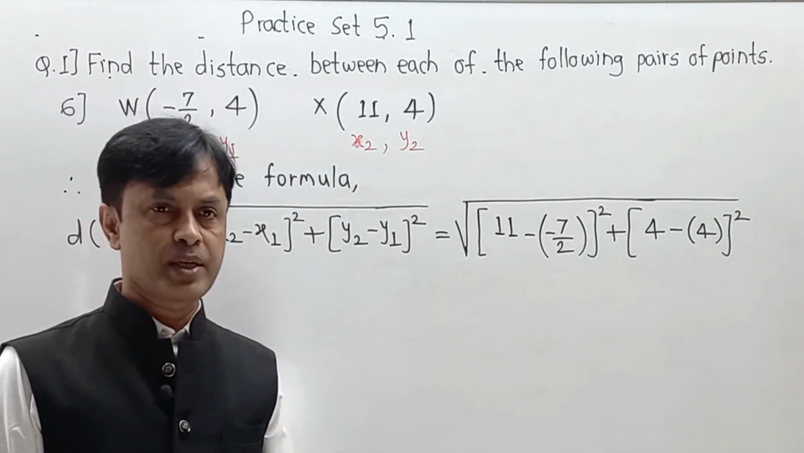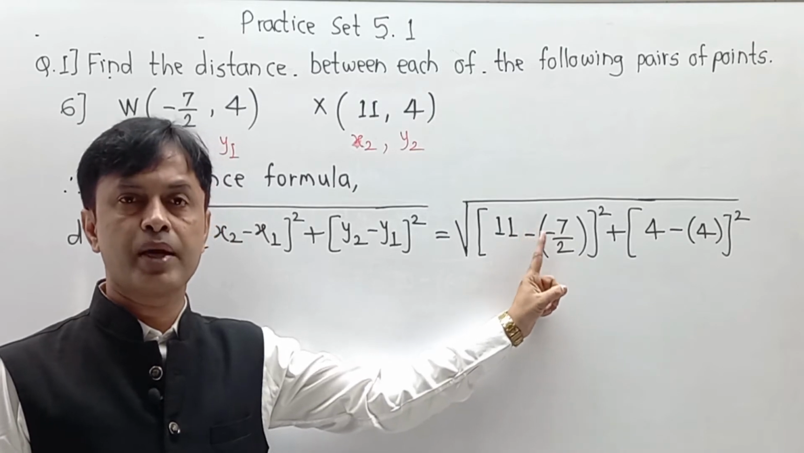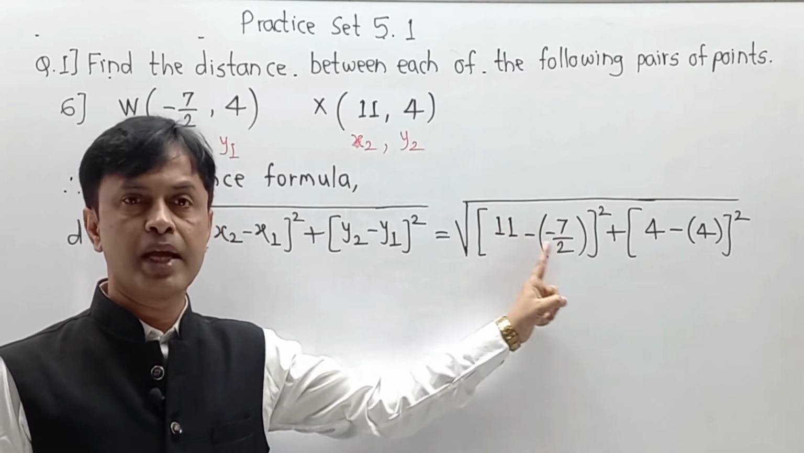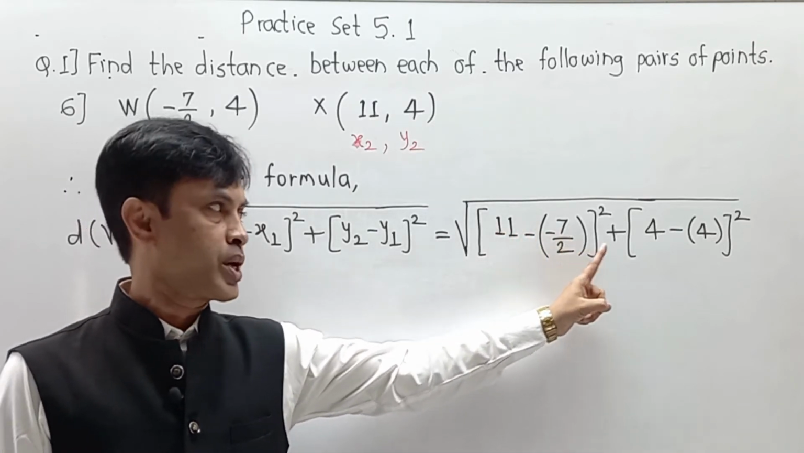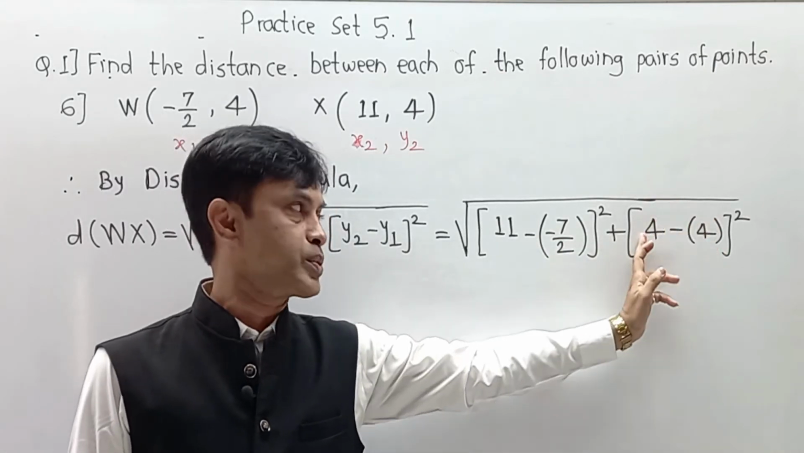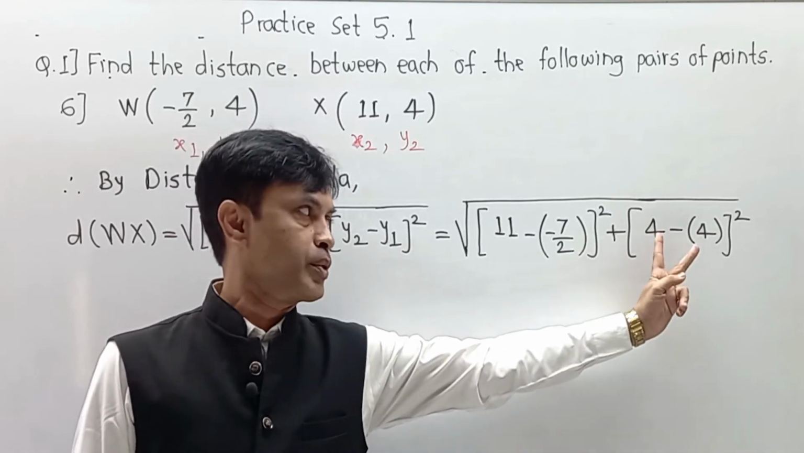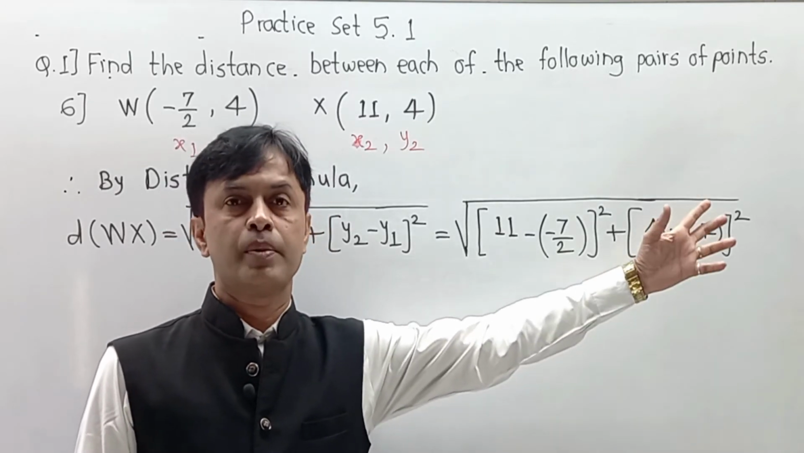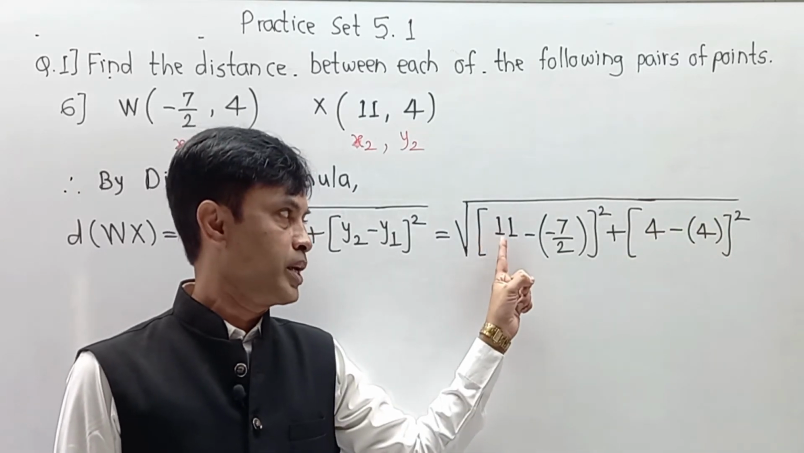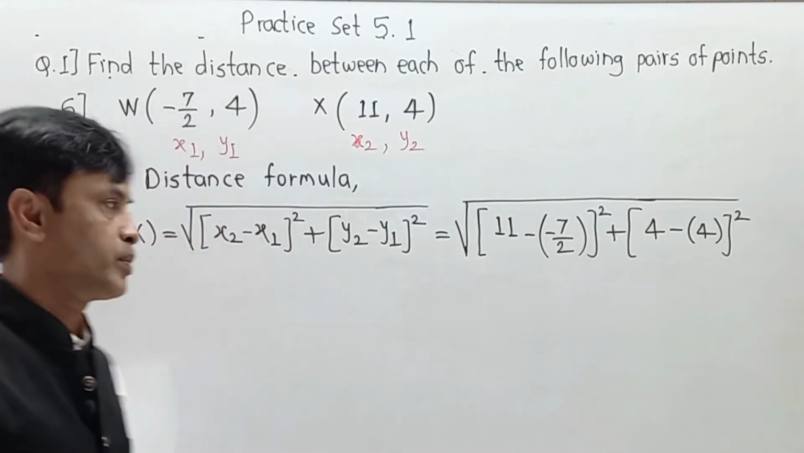Now during simplification pay attention. Here it becomes 11 minus of minus. Minus of minus means plus. So it becomes 11 plus 7 upon 2. And here 4 minus 4 means 0. 0 square is 0, which means this value is going to be removed, and that part is not in the next calculation, because 4 minus 4 is 0 bracket square. So simplifying only 11 minus of minus 7 by 2, which means 11 plus 7 by 2.